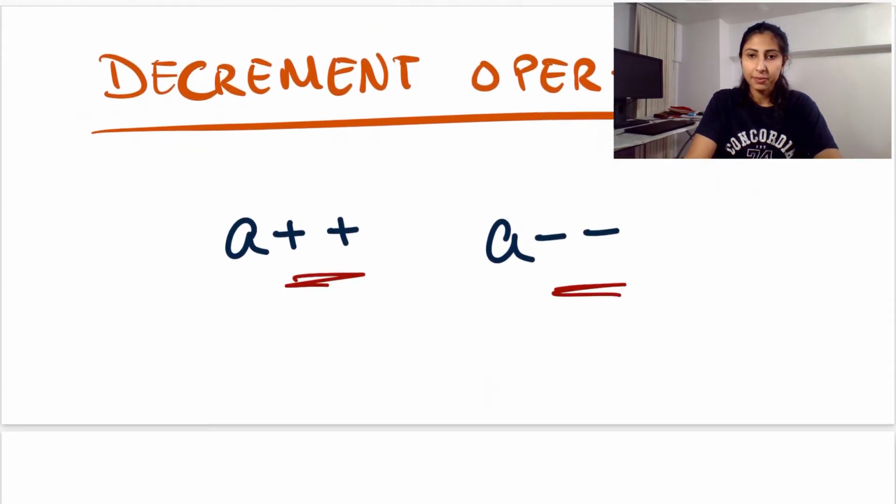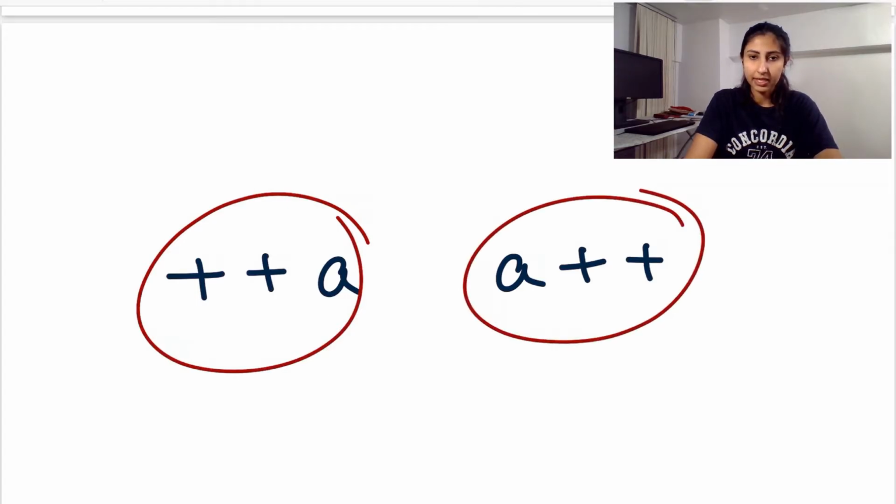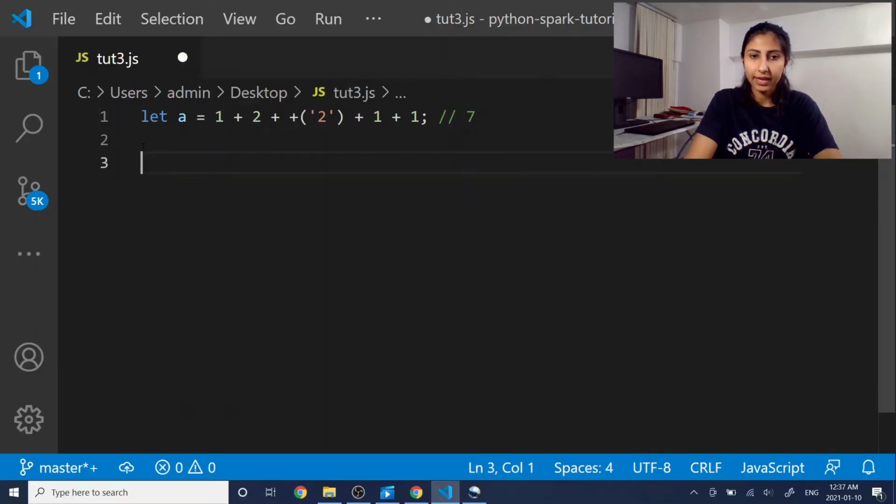It can be used as a prefix or a suffix. Either way, the value of the variable it is used on increases by 1. The difference lies in the return value. So if we had B equals ++A, B would contain the new incremented value of A. If we had the increment operator in the suffix instead, B would contain A's old value, which was 7.